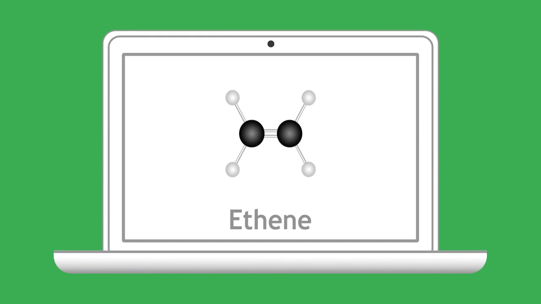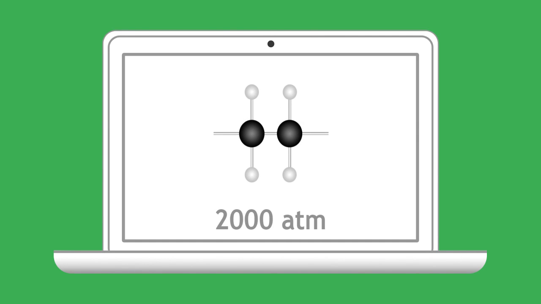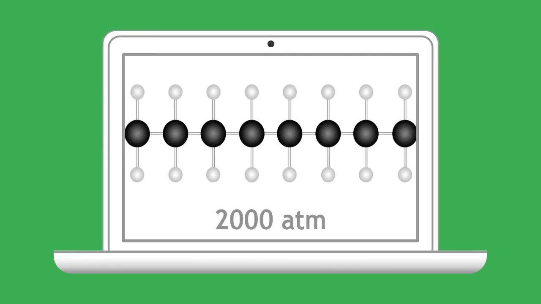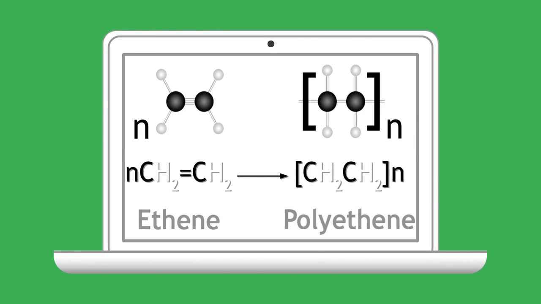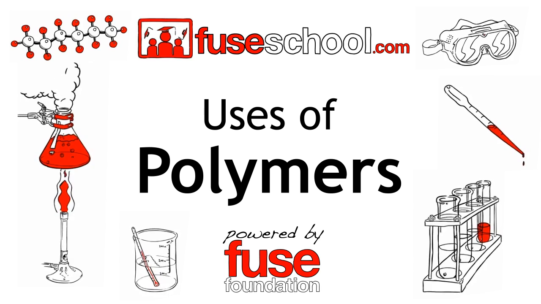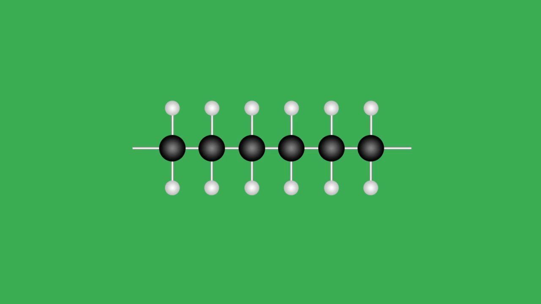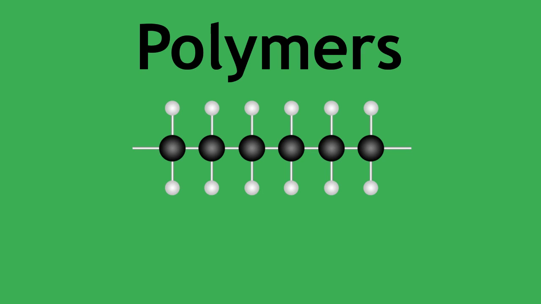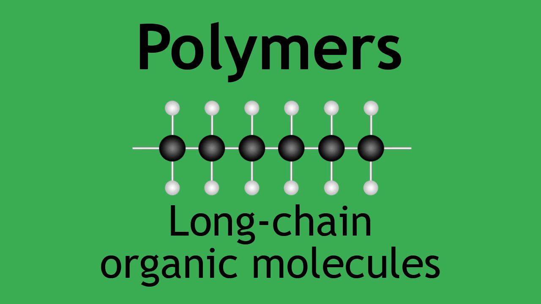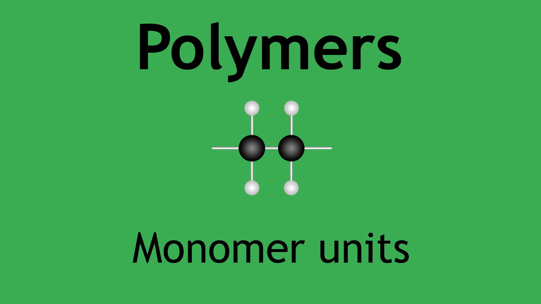In our previous videos, we have explored how polymers are formed and equations for polymerization reactions. In this video, we will explore in more detail some different polymers and their specific uses, as well as the problems associated with polymers. As you now know, polymers are long-chain organic molecules made by repeating monomer units.